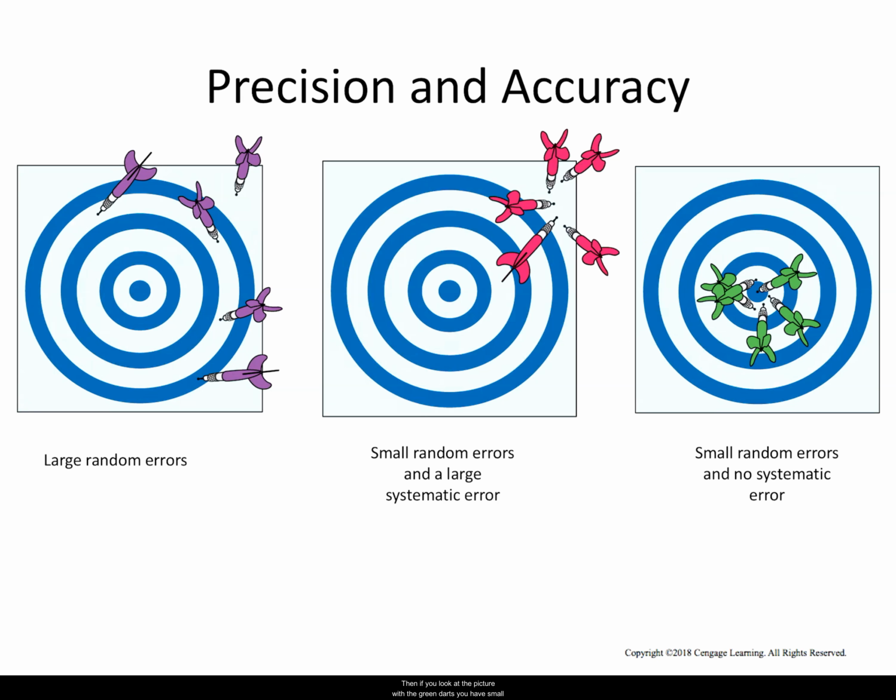Then if you look at the third picture with the green darts, you have small random error because, again, you're being really precise. They're pretty close together. There's not a range of different darts all over the place and no systematic error because you're basically accurate.